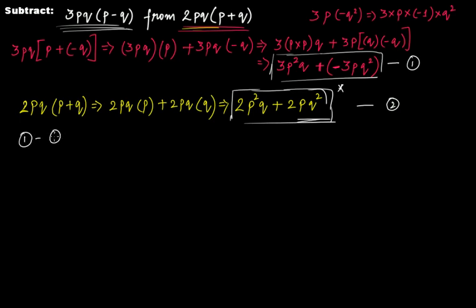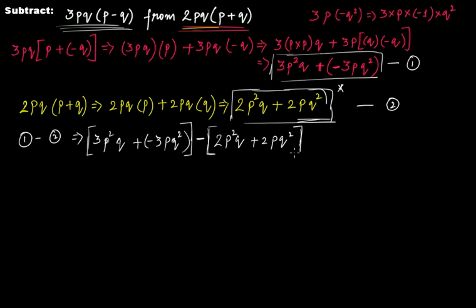So 1 minus 2 will be 3p squared q plus minus 3pq squared, and then you have, this is expression 1, put minus sign here, take a square bracket or round bracket, whatever, put 2p squared q plus 2pq squared. Now, if you open the bracket here, this is 3p squared q. This is plus, sorry, put this as plus only, plus minus 3pq squared.